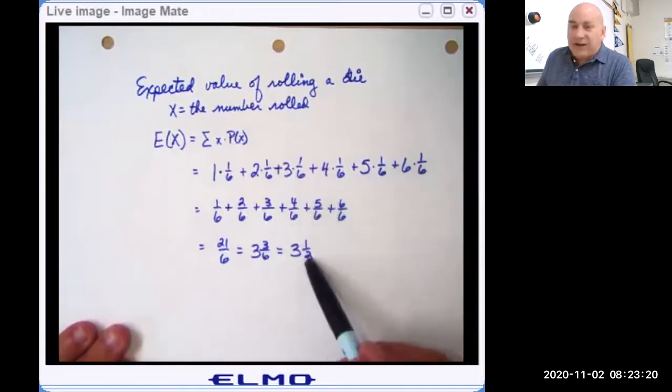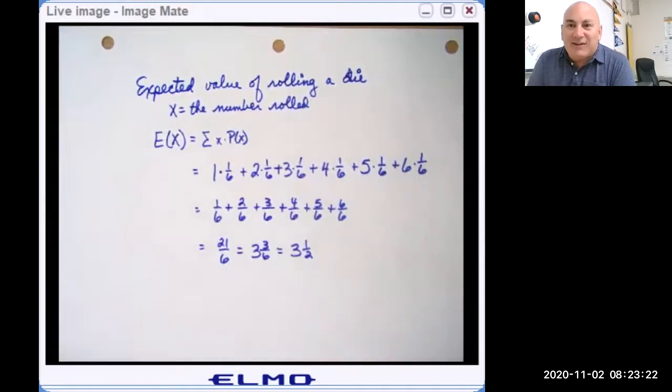Add all those up and you get 3.5, which makes sense because 1 plus 6 is 7, 2 plus 5 is 7, 3 plus 4 is 7. You average those three sevens, you take the average of 7, or half of 7, because you had 2 data points each time, and you get 3.5.